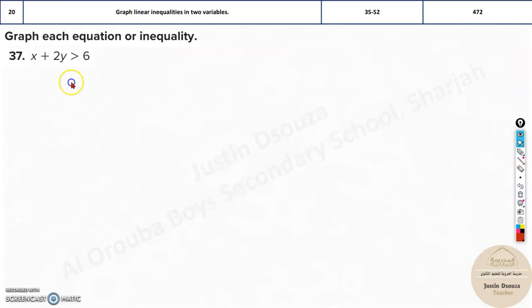Same thing over here. You can do the slope intercept form. That would be 2y greater than -x plus 6, and divide both the sides by 2.